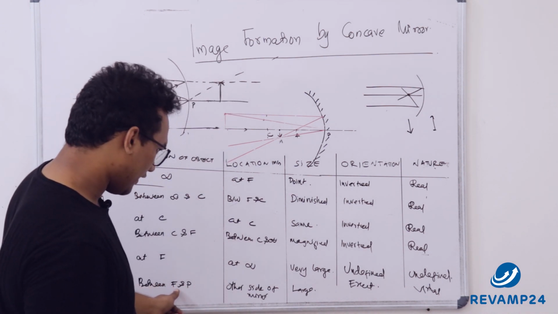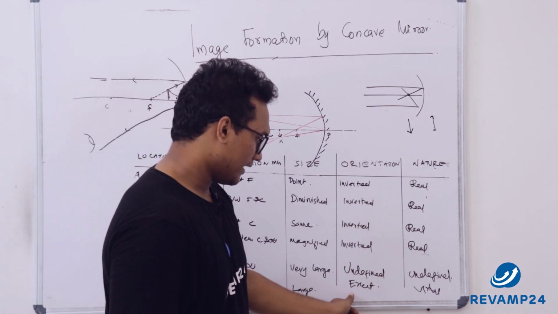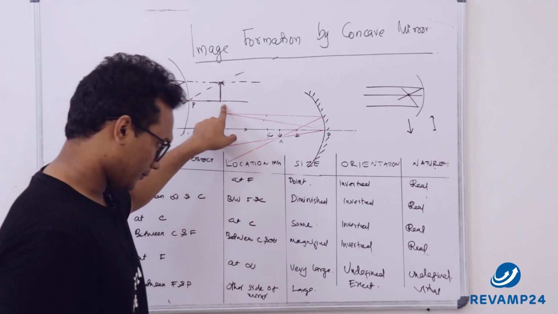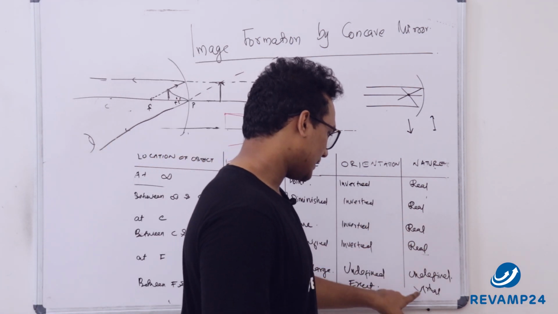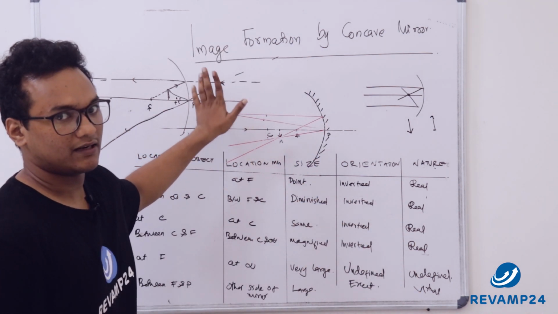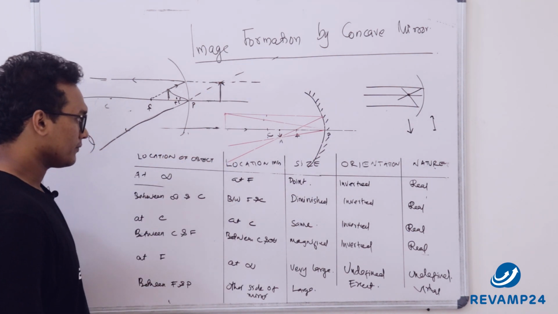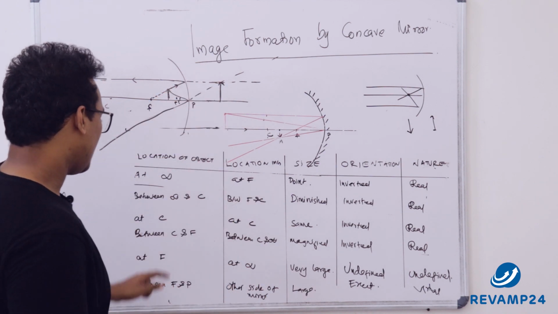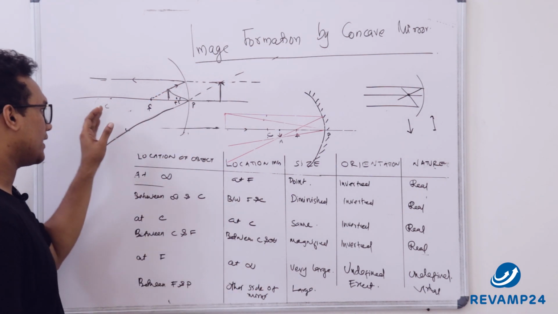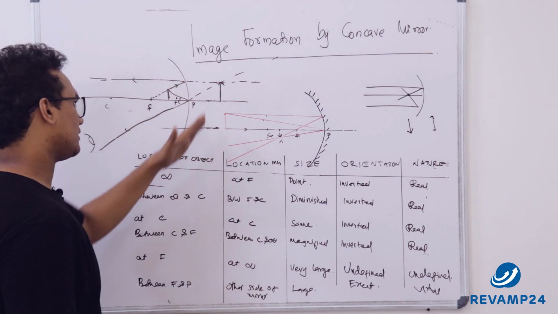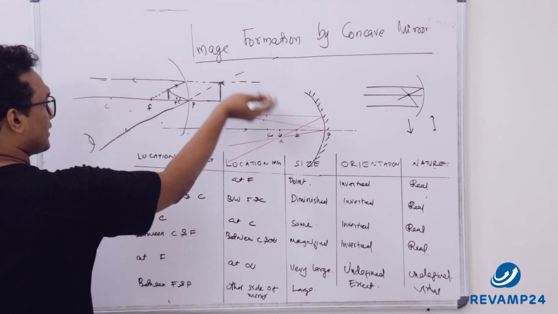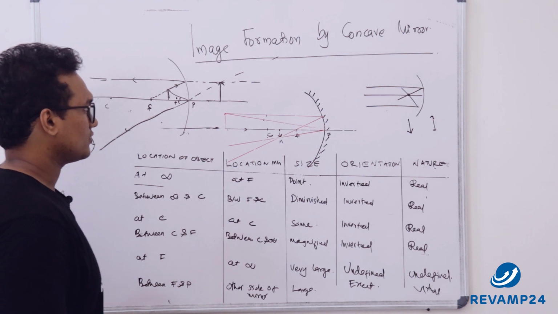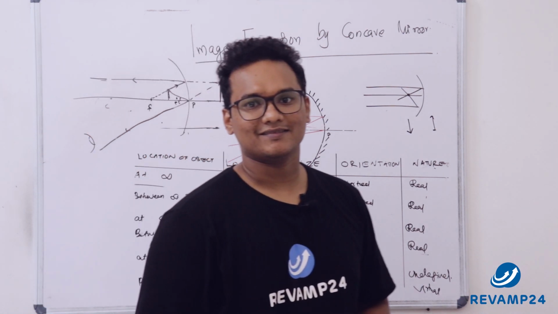Okay, so between F and P, orientation is erect. Okay, head top, tail bottom. Next thing is, what is the nature? This is virtual, they are not actually intersecting. Now size, as compared to this, it is larger. And where is the location of the image? Other side of the mirror. So this is the actual side of the mirror. On the other side, we have the image. Okay, so this table is very, very important. Okay, thank you.